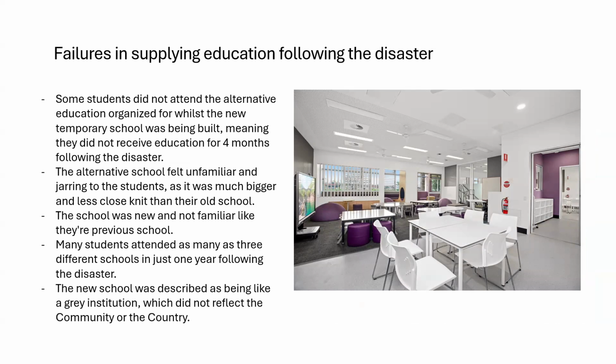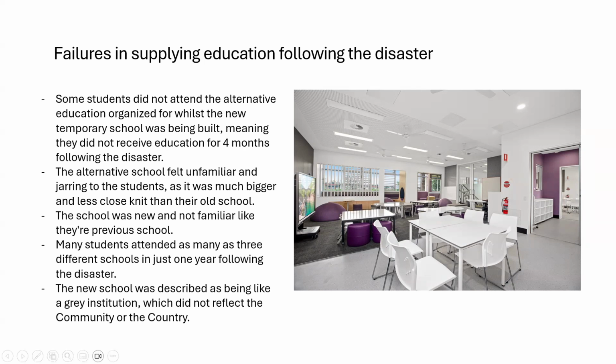To start with, some of the 37 Cabbage Tree Island students did not attend the alternative education organised for them whilst the new temporary school was being built, meaning that they did not receive education for 4 months following the disaster. And this, of course, is unacceptable and a huge disruption to their education.